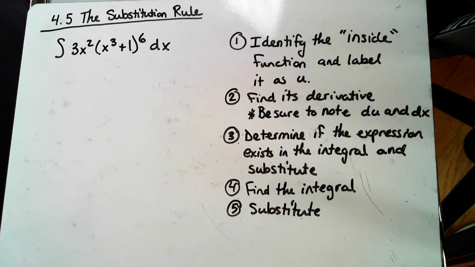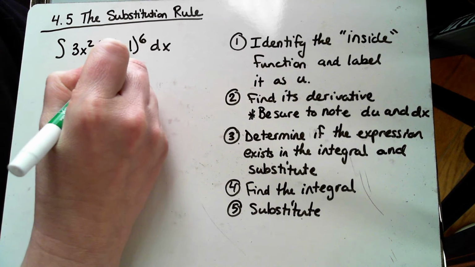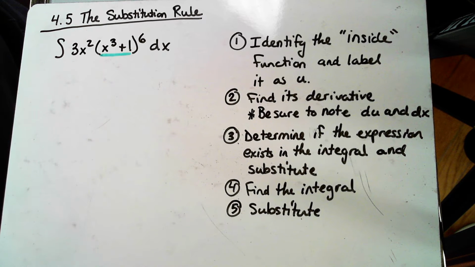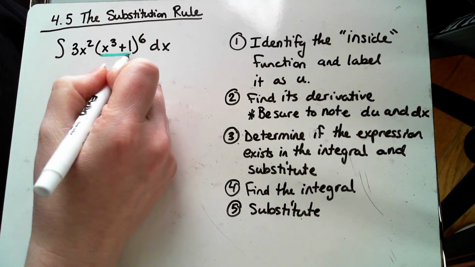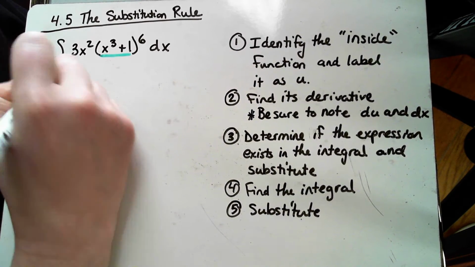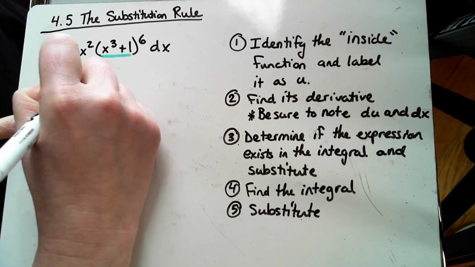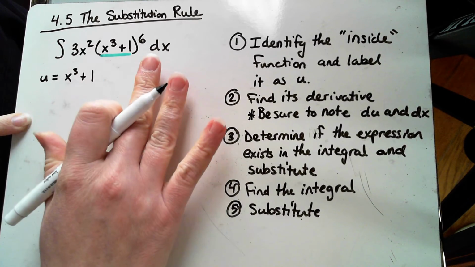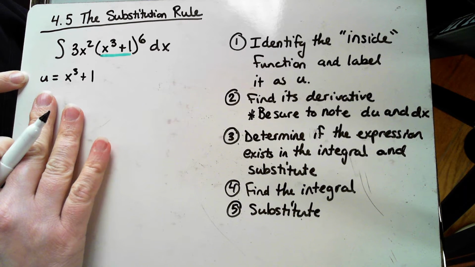Okay, so we first find the inside function. My inside function happens to be, in this case, x cubed plus 1. Sometimes it's very obvious what the inside function will be, and sometimes it's not. So my suggestion would be to simply try something if you're not sure. See if it works. If it does, good. If it doesn't, go back and try something else. Okay, so this is my inside function. I'm going to label it as u. So I'm going to say u equals x cubed plus 1. I'm going to ignore all the other stuff here for now and just focus on this u value I found.